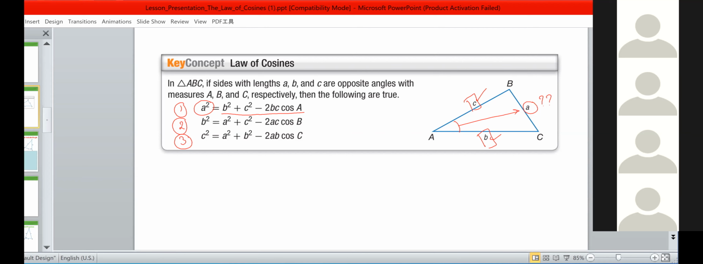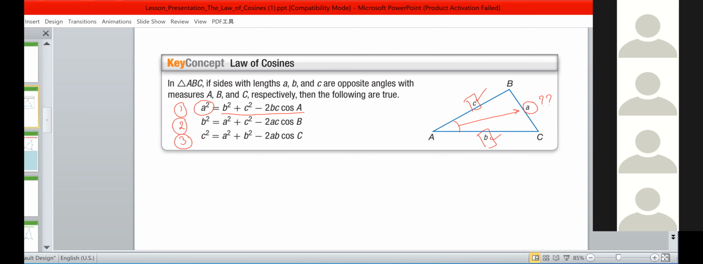By the same way, I'm talking about now B power 2. B power 2 is equal to the other 2 sides. I take B power 2, so the remainder is A power 2 plus C power 2 minus what? The product of 2 times the other two sides times cosine B. And C by the same. These are the 3 rules.